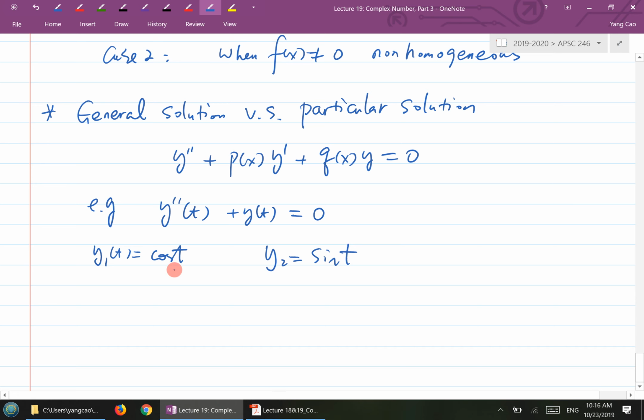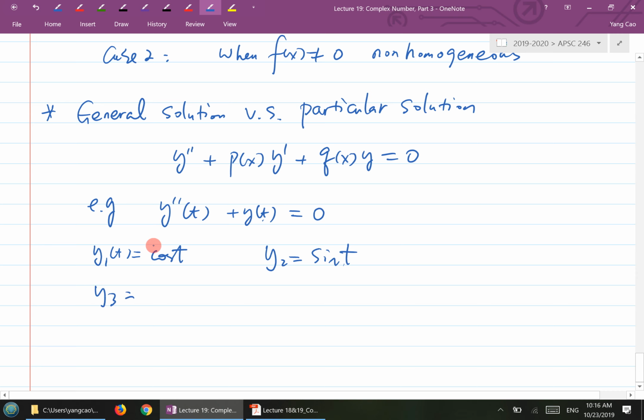You can try it. You can substitute cosine t into the equation here. Cosine t derivative is negative sine t, and negative sine t derivative is negative cosine t, and then plus cosine t is 0, right? So that satisfies the equation. Sine t plugged in here gives negative sine t from the second derivative, and negative sine t plus positive sine t is 0. So both of them are solutions.